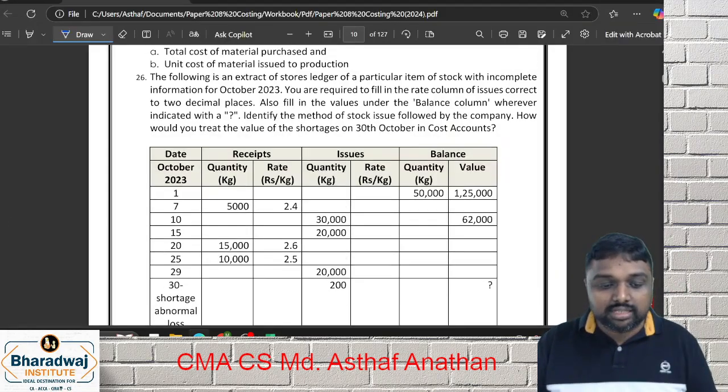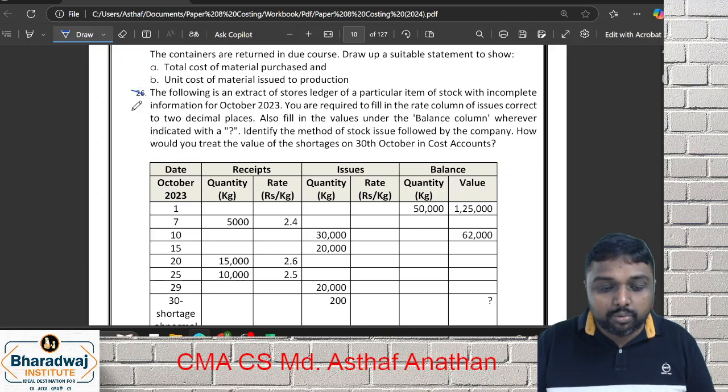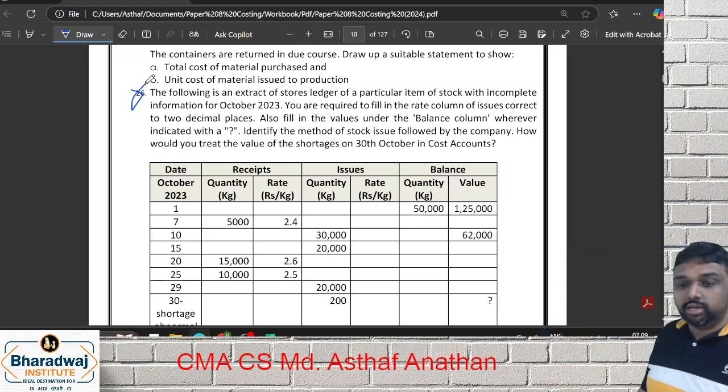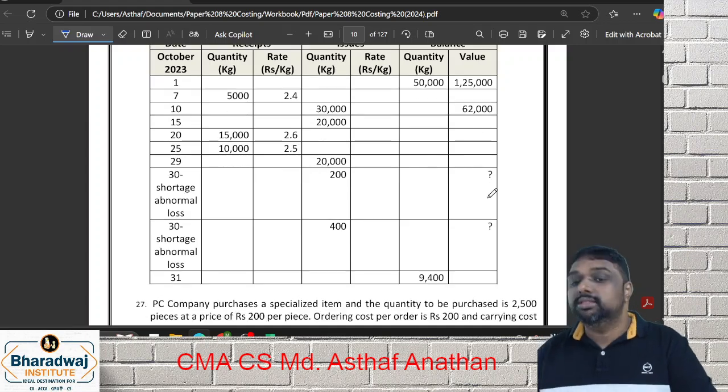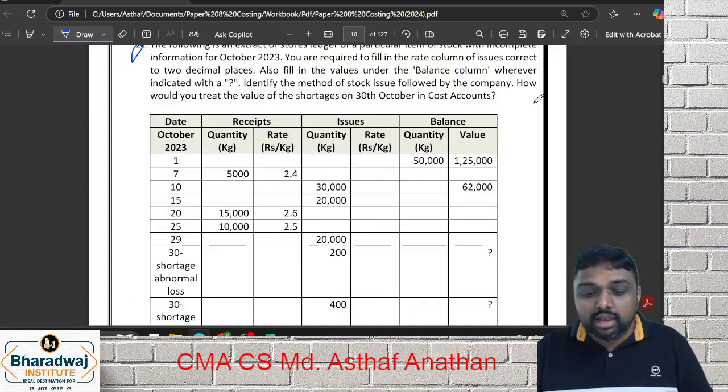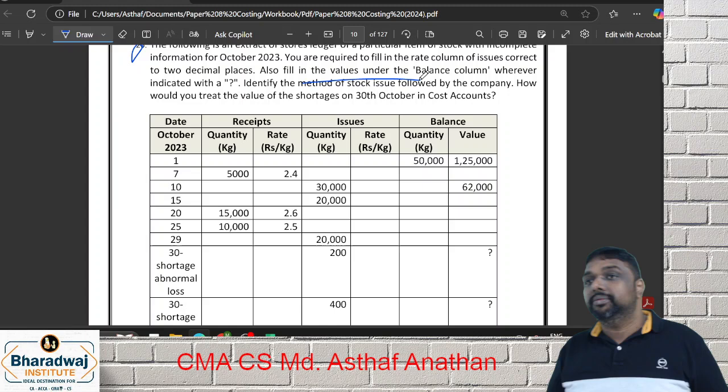What is reverse? You can put a star mark here. This is an example of reverse. I will recall this question. What have they done? Some question marks are there. We have to fill them in and tell which method they are after.